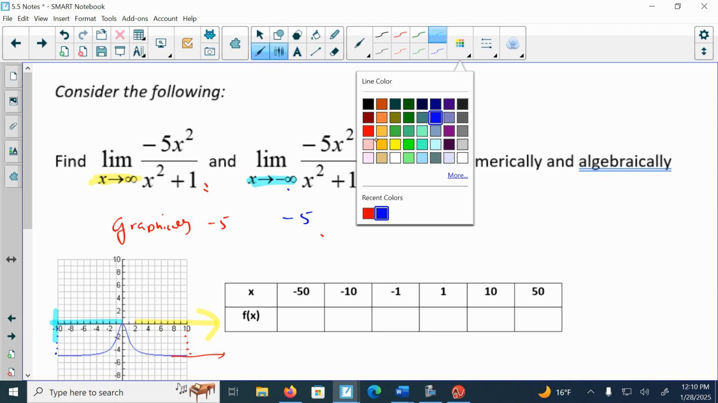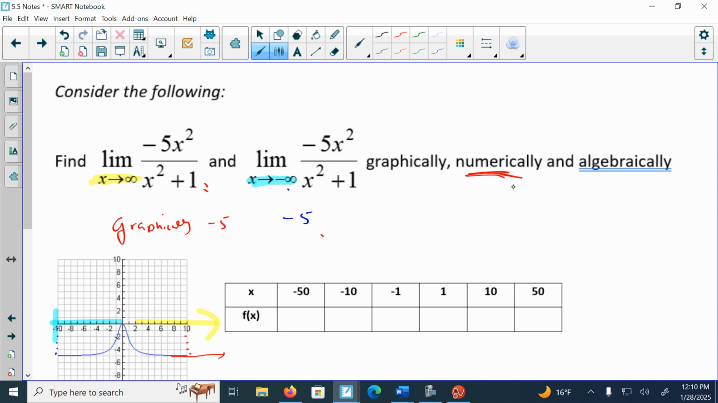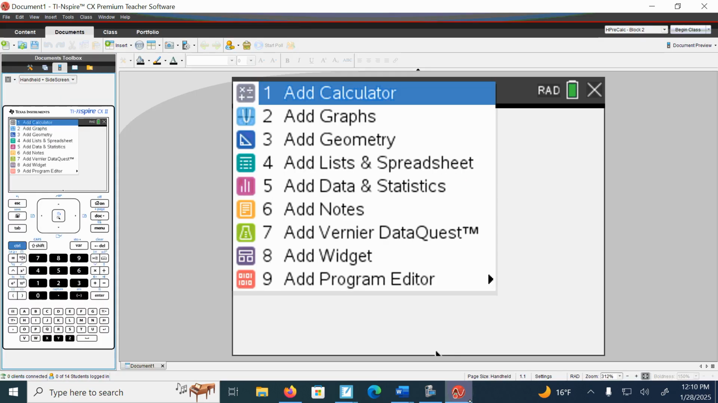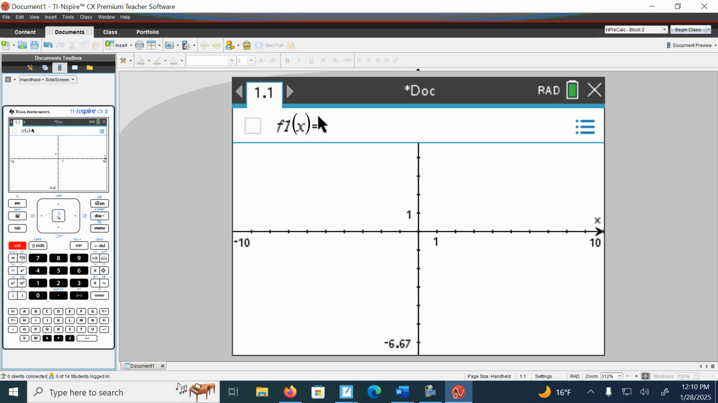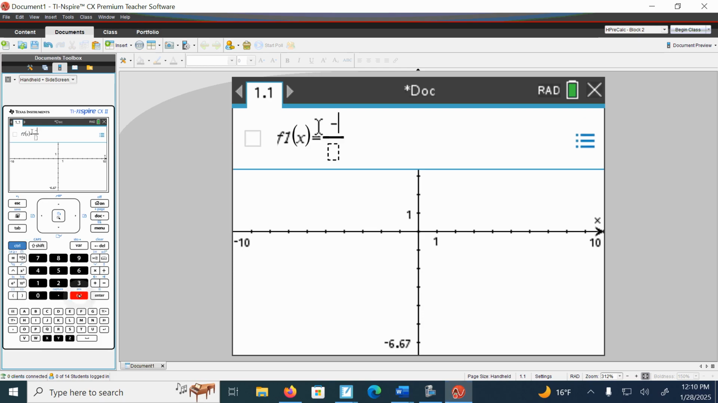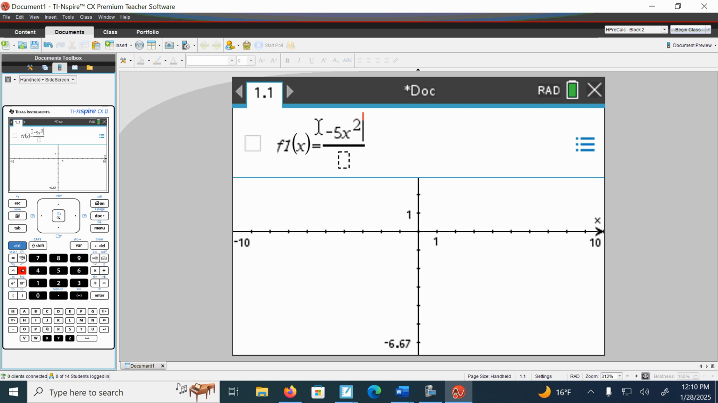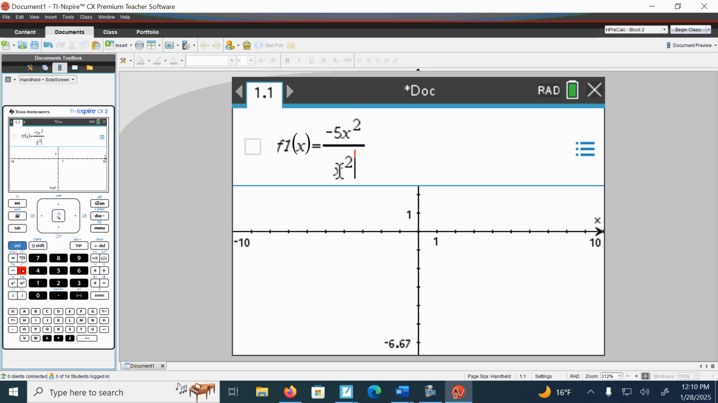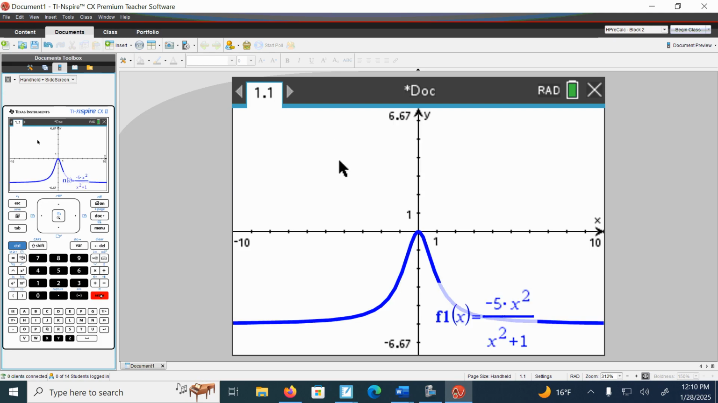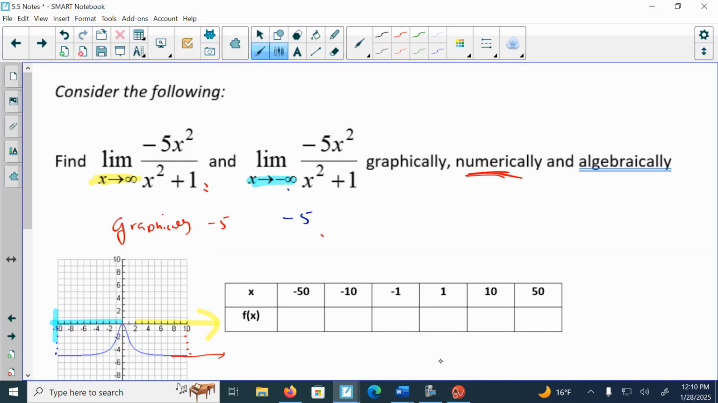Numerically means, hey, let's make a table. We've done these tables before. If you haven't graphed this function in your calculator yet, pick up your calculator and put it into a graphing page. I'm going to press control divide, and I'm going to enter negative 5x squared over x squared plus 1. And I have this graph, which I already had, but now you all have it. And then I'm going to complete this table. I want the table at negative 50, negative 10, negative 1, 1, 10, 50. I'm just going to crank through to remind you how to do that.